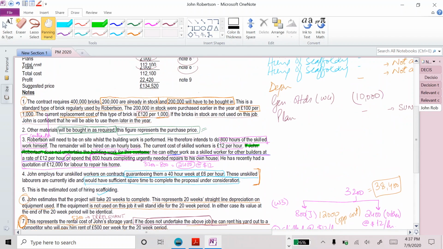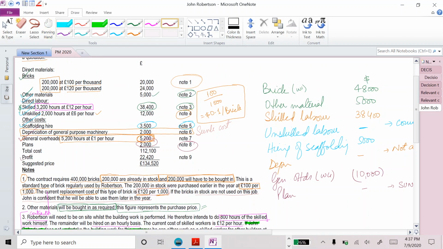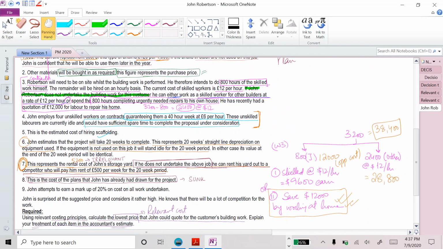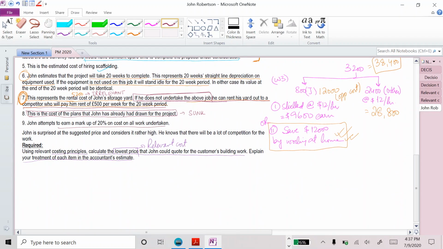Now, do we have any other thing? Yeah. Plans done. Total cost, profit. Profit, see note number 9, right? What is in note number 9? John attempts to earn a markup of 20% on all costs, on all work undertaken. So, since the examiner is asking us to calculate lowest price, we will not apply this profit percentage. If the requirement would have been to calculate the quotation for this job, we would have used this 20% markup because the examiner would be asking us to calculate the quotation price. Right now it's asking us to calculate what will be the lowest price. Lowest price is the cost. If I'm purchasing anything for $20, I can maximum sell it for the lowest amount of 20. I will not sell the same product for 19 because in that case I will make loss, right?